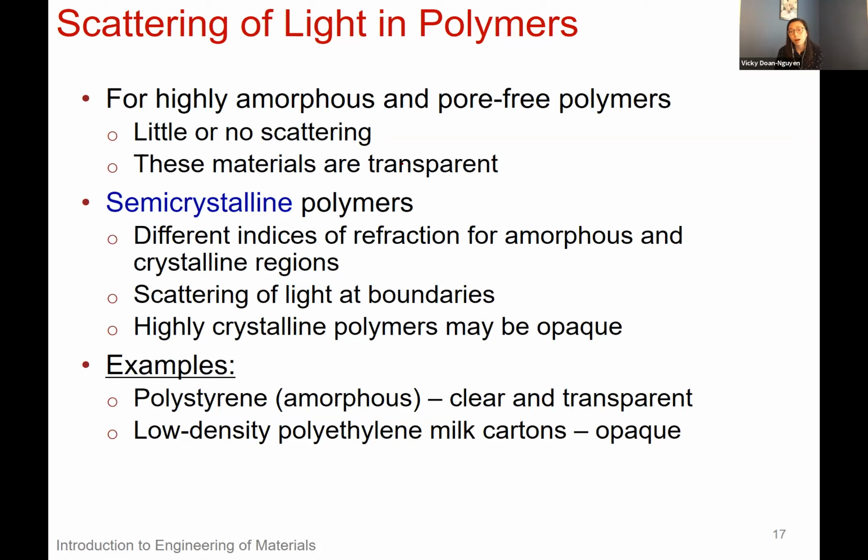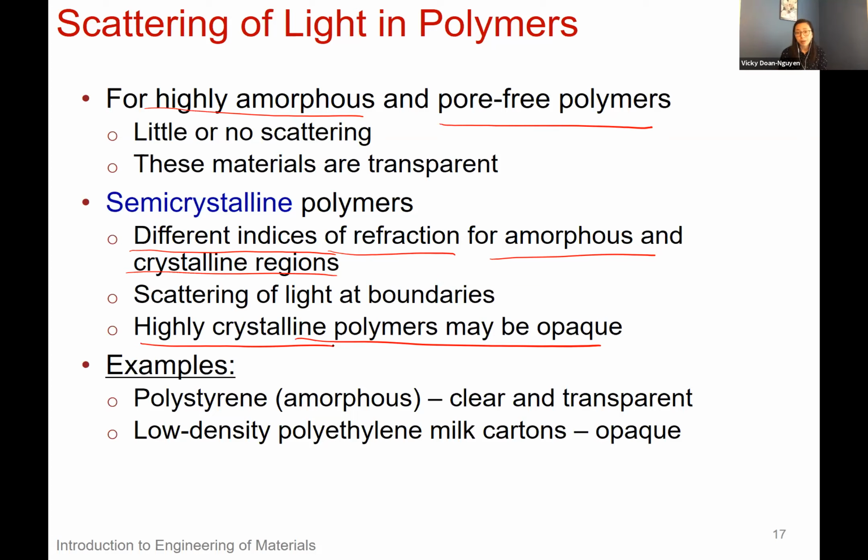Semi-crystalline polymers. So here there are different indices of refraction for the amorphous and crystalline regions. So your material will scatter light differently. And so what you observe is that it will be translucent, and of course highly crystalline polymers will be opaque. So just knowing the optical properties of polymers will tell you something about the crystallinity in the polymer. And some examples that are listed here, you know, polystyrene. So we talked about styrofoam containers and why they seem opaque versus clear and transparent.